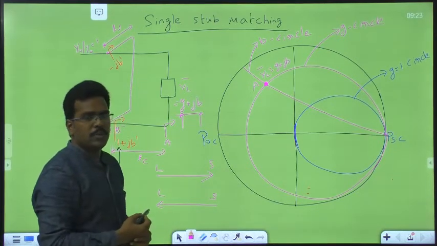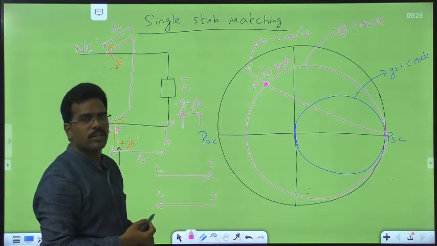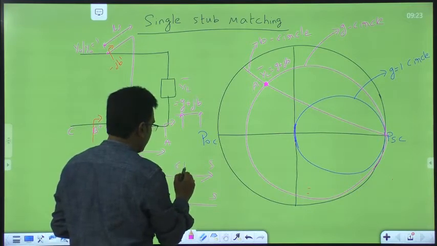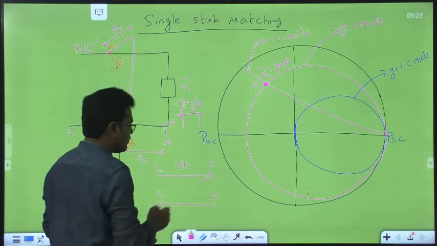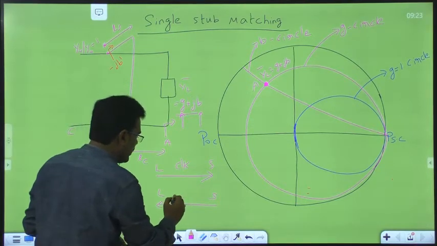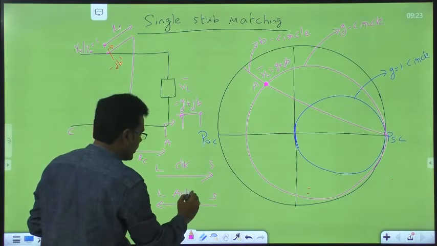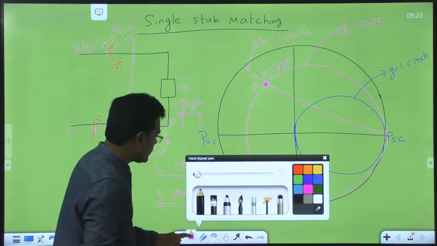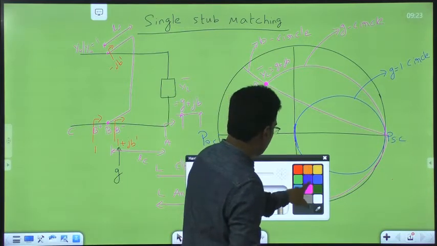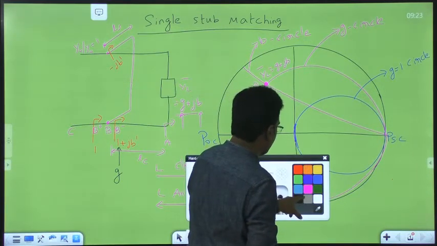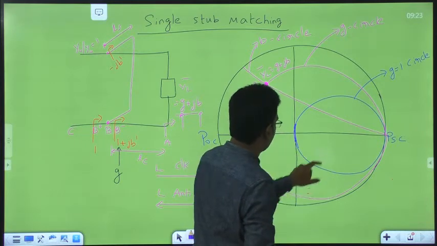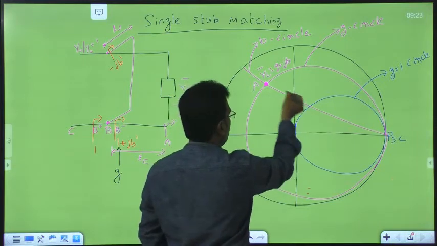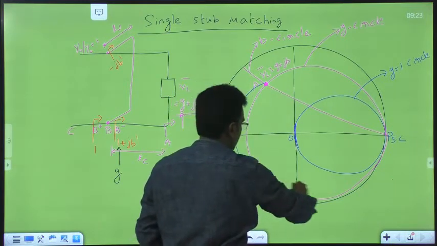So based upon this, we have to move in some direction on this constant VSWR circle. If we are moving from load to source, we have to move in a clockwise direction. If I am moving from source to load, we have to move in an anti-clockwise direction on the constant VSWR circle. So the next step is we have to draw the constant VSWR circle with OA as radius. With OA as radius, draw a constant VSWR circle.